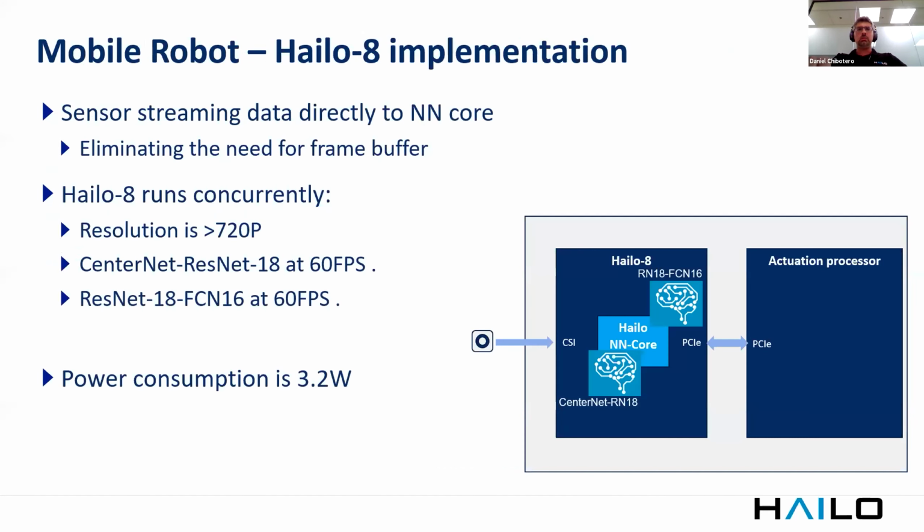So in this case, we ran a modified CenterNet ResNet 18 model for detection at 60 FPS, and ResNet 18 FCN16 at 60 FPS. The feature extractors were totally distinct, two distinct networks. And also, we implemented a system configuration connecting the sensor directly to the CSI interface of the Hailo 8 device. And this eliminates the need for a frame buffer and reduces the latency of the total system. And the power consumption here is about 3.2 watts.